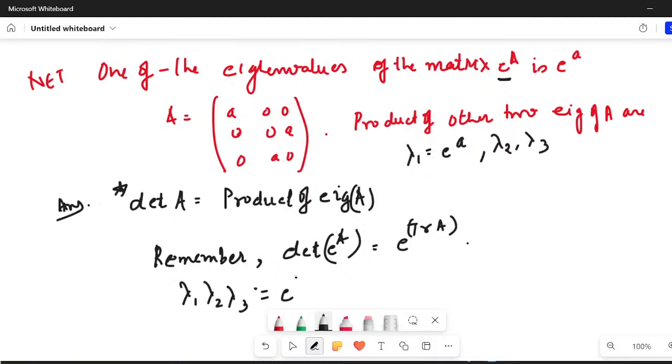And what is trace of A? It is equal to a. What does it imply? It implies e raised to power a into the product of the other eigenvalues, that is lambda 2 into lambda 3, should be equal to e raised to power a. E to the power a cannot be 0, so I can cancel this. It implies that the product of the two other eigenvalues should be equal to 1.